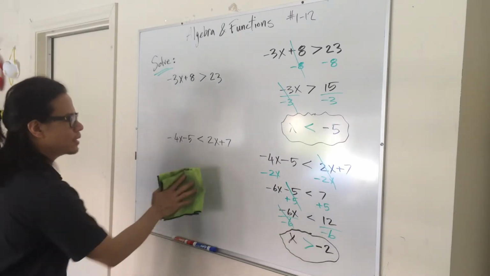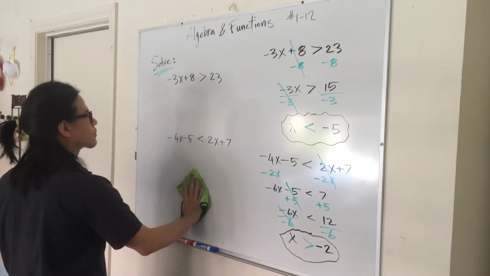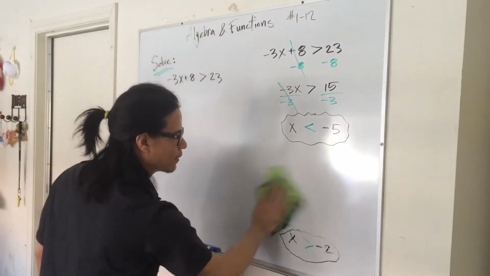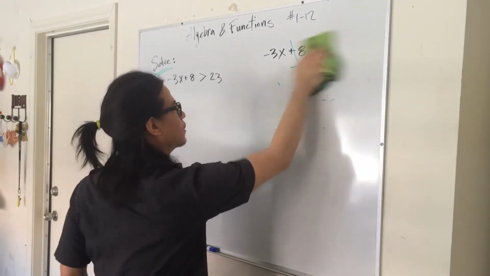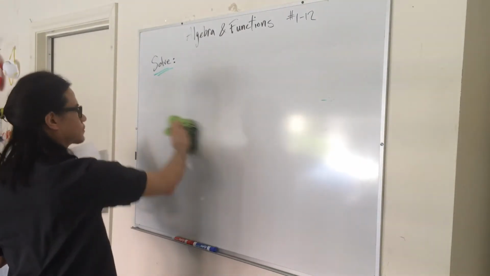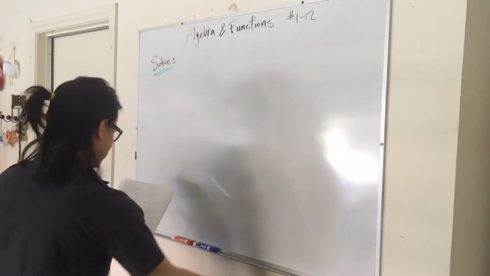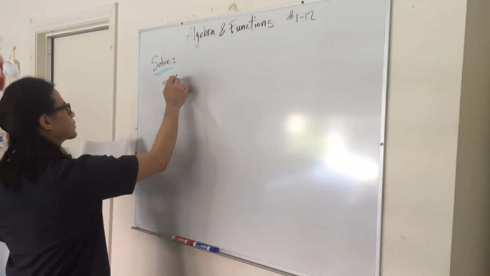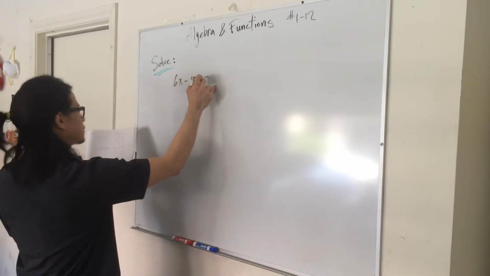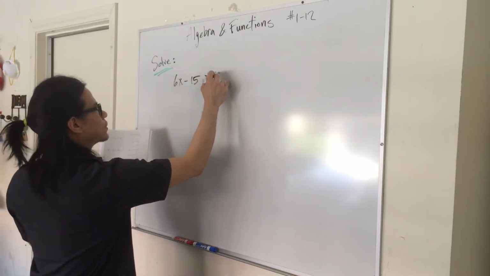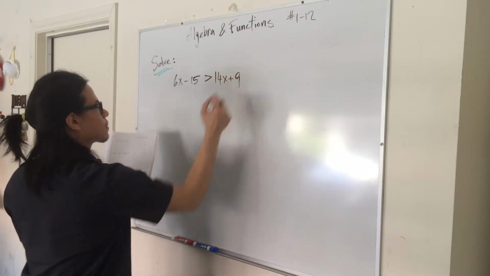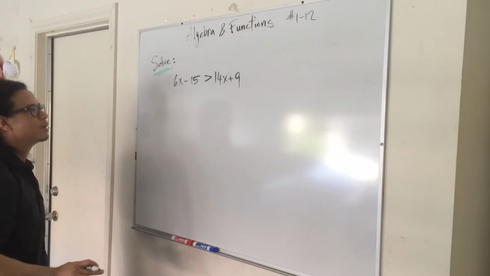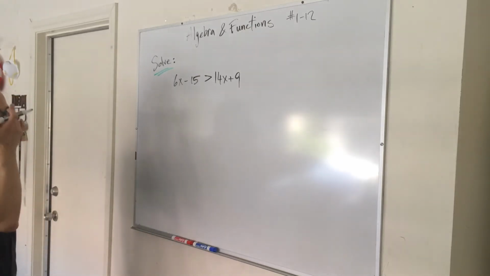Just to be sure, let's look at one more example here. Let's go with 6x minus 15 is greater than 14x plus 9. Okay, go at it. See if you can solve for x.